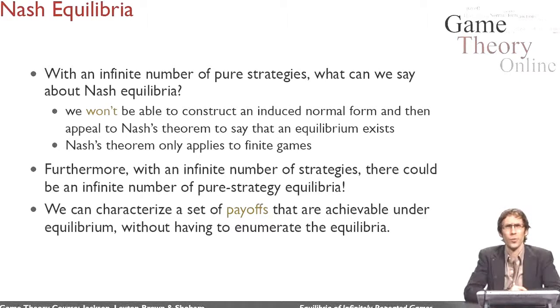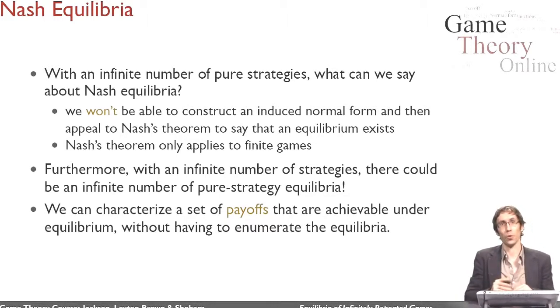Well, that worked well for us in the past because we always ended up with finite-sized induced normal forms. And unfortunately, because we have an infinite number of pure strategies, we're going to get an infinity by infinity matrix, even in the two-player case. And so we're not going to have something to which Nash's theorem applies anymore, because now we have an infinite-sized game.